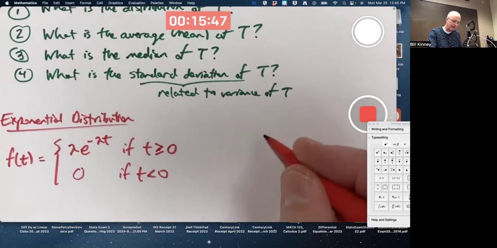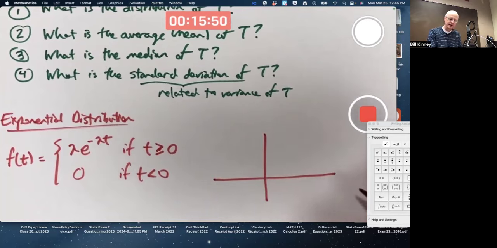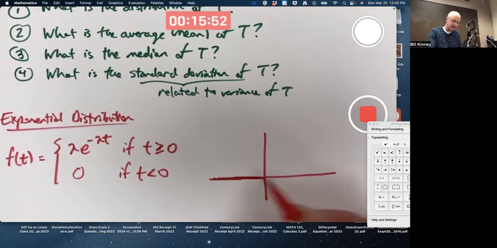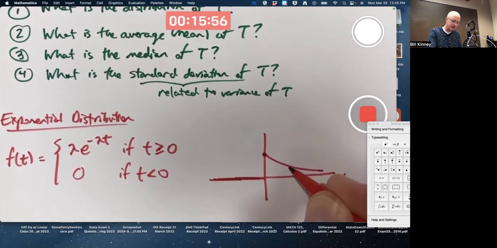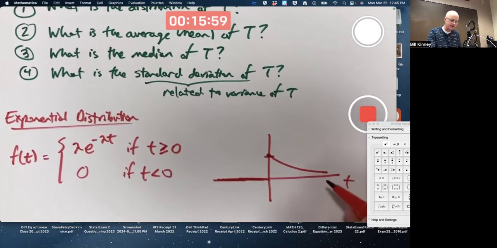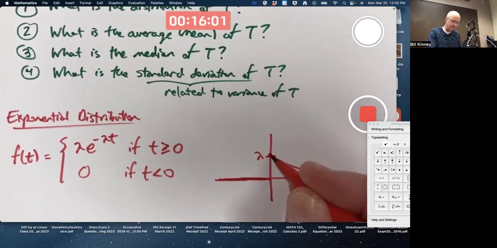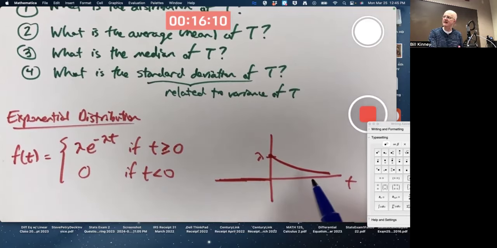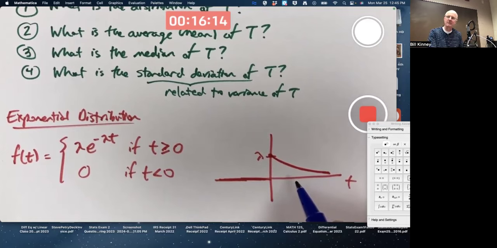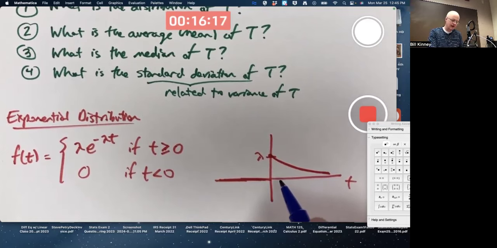So technically the graph of this is discontinuous. It's 0 over here when t is negative, and then it jumps up here before it's an exponential decay. Its value at t equals 0 is lambda. That's the vertical intercept there. And remember what this represents. This is a model for data. Imagine you've got thousands of data points, and you plot them along this number line.